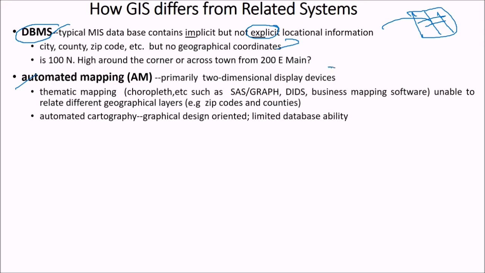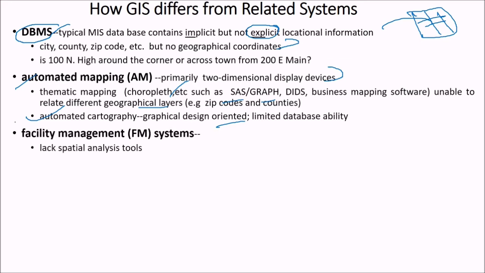Primarily two-dimensional display devices are there. So the thematic mapping like choropleth and many others are unable to relate different geographic layers like zip codes and counties. And what about automated cartography? It is graphical design oriented, and the database ability is also limited in automated mapping. FM, that is facility management system, does not have special analysis tools.